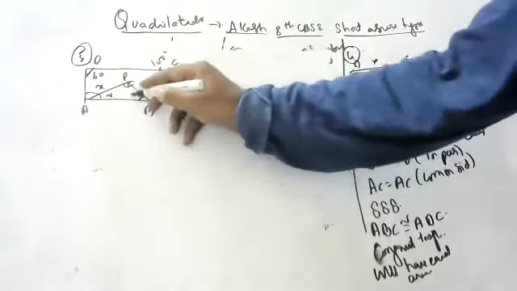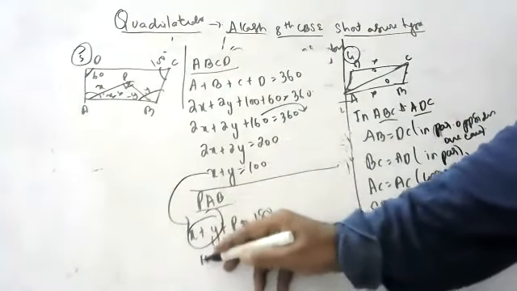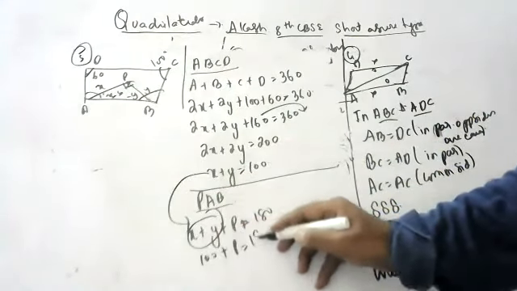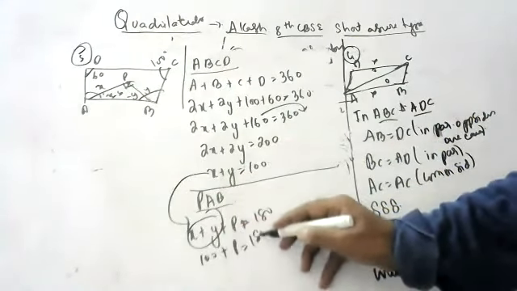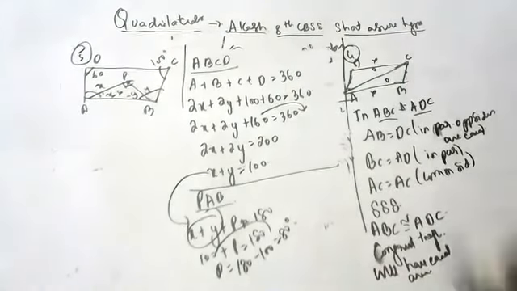Can anyone apply the angle sum property for triangle PAB? x plus y plus P is equal to 180 degrees. But x plus y, how much did you get, children? 100. So 100 plus P is equal to 180. P is equal to 180 minus 100, which is 80. 80 degrees is the answer.